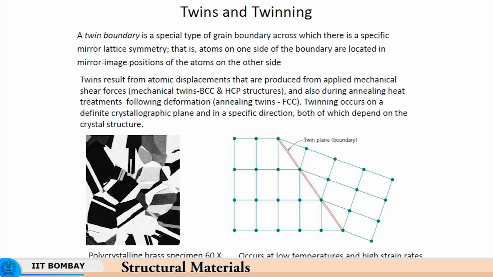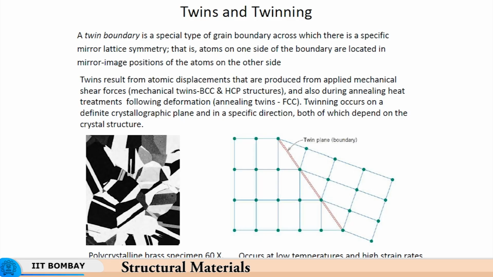The twins are not purely because of mechanical working; even while annealing, while giving thermal treatment, twins can form. So, while heating the material, while conducting a heat treatment, twins can form, and these are called annealing twins. Basically, twinning occurs on a definite crystallographic plane and in a specific direction, and all this depends upon the crystal structure which we have already studied.